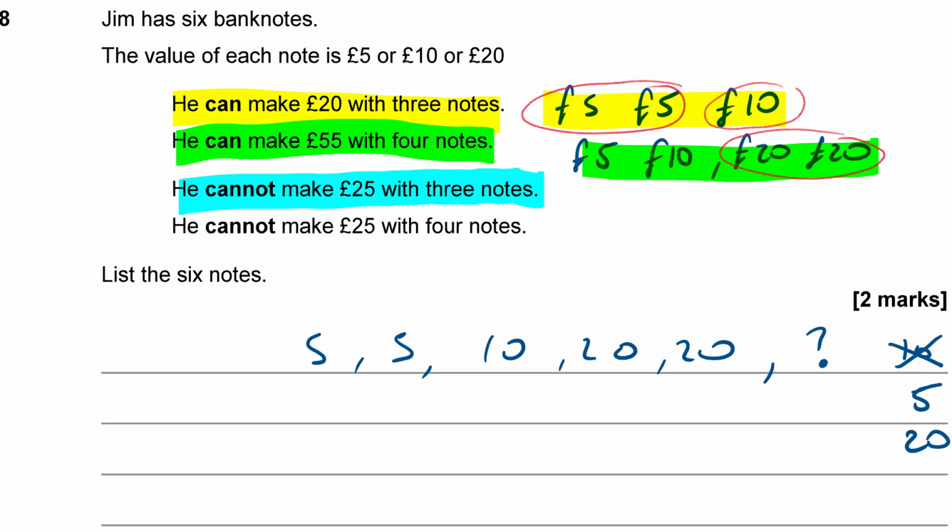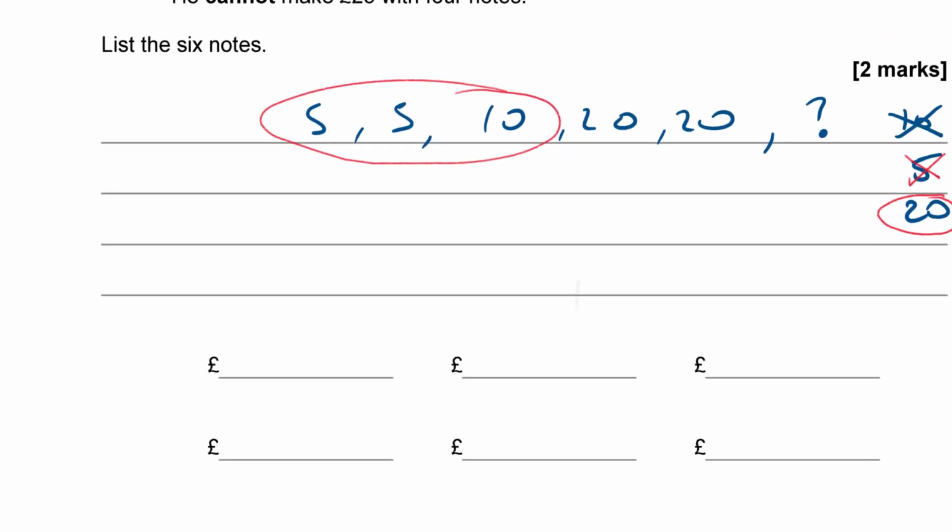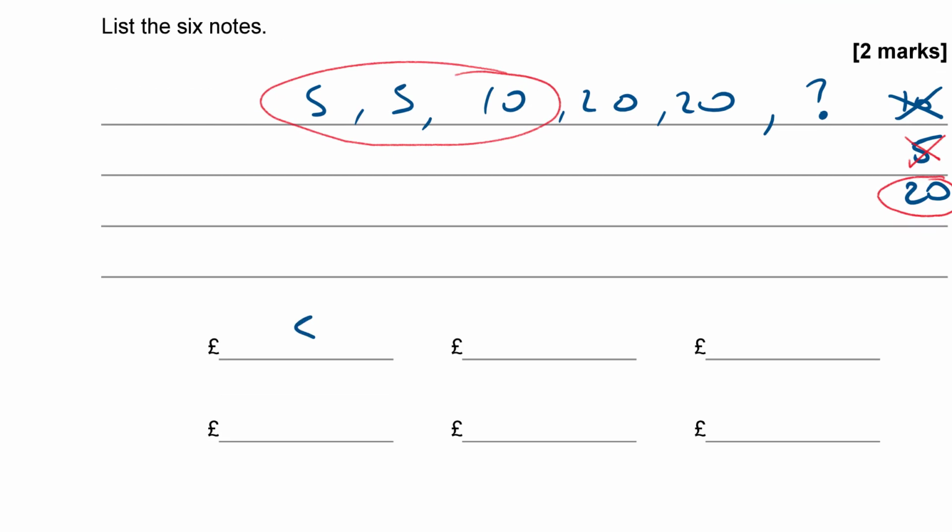Cannot make £25 with 4 notes. Okay, so if I used these 3, 5, 5, and 10, that adds up to 20. Then if I had another £5, I could make £25 with 4 notes. But if I cannot, then it can't be that one either, which means my last remaining note must be a 20. In which case I've got two 5s, one 10, and three 20s. That must be the only way I can do it. So 5, 5, 10, 20, 20, 20 is the only way I can meet all of those conditions.